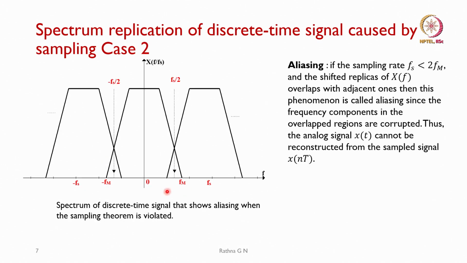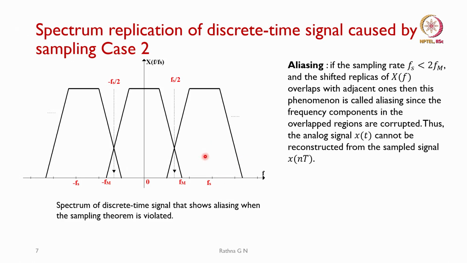In the next case, if Fm is more than Fs by 2, or the sampling frequency Fs is less than twice the maximum frequency component present in our signal, then we will see the overlap. Fs by 2 is here, minus Fs by 2 is here, and Fm is more than Fs by 2. So you will see that we get the aliased signal.